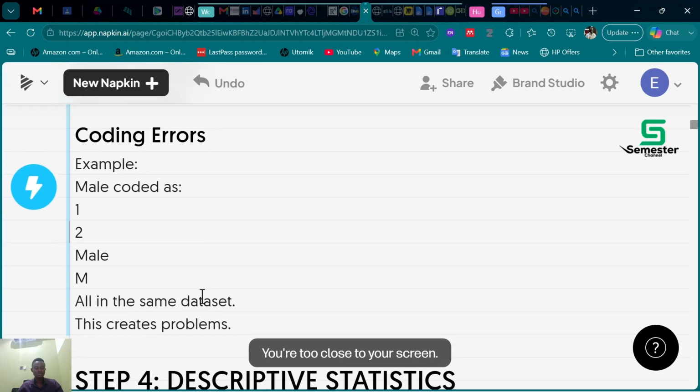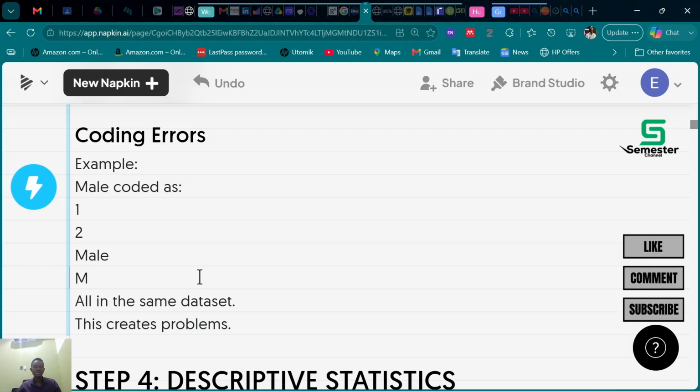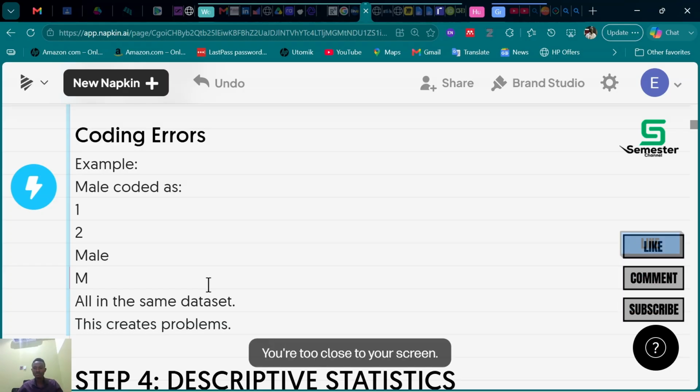Coding errors. Now, you just need one way of coding. If you said, okay, my coding dictionary is such that males, I represent them with 1, females, I represent them with 2, you shouldn't go again and say, okay, males, you are representing it with M and then females with F, all in the same data set. That is going to cause problems. Okay, so you make sure you are having just one code for one variable.